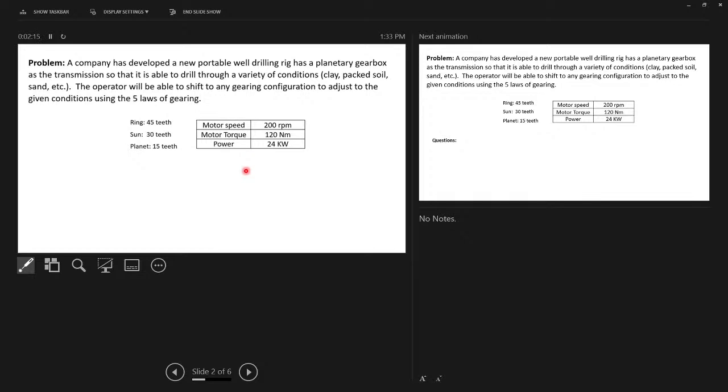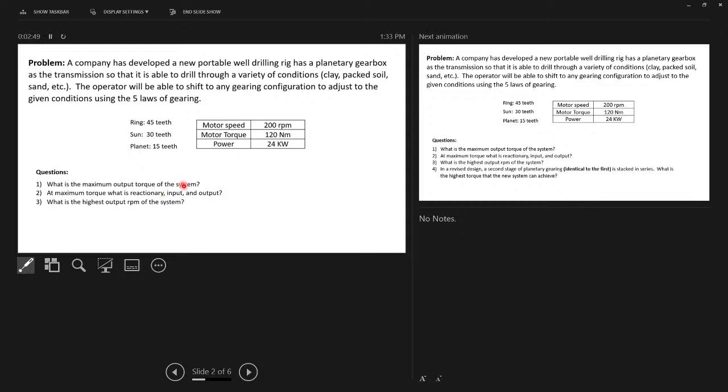So let's see, what are the questions that are involved? These are the questions I gave the class. The first question is, what is the maximum output torque of the system? You're going to have to figure out what configuration will give us our maximum output torque. 2, at that torque, what is the reactionary gear, what is the input gear, and what is the output gear? Number 3, what is the highest output RPM of the system?